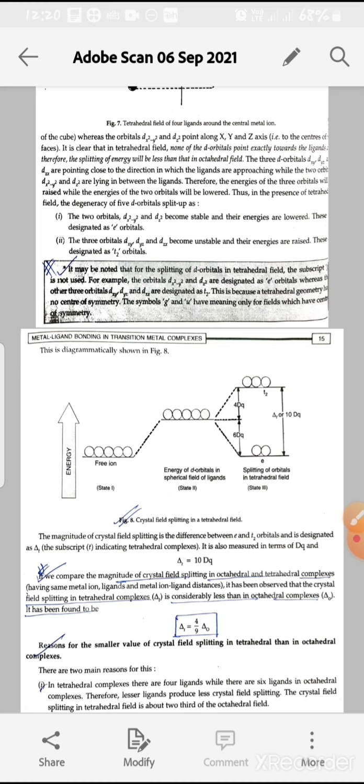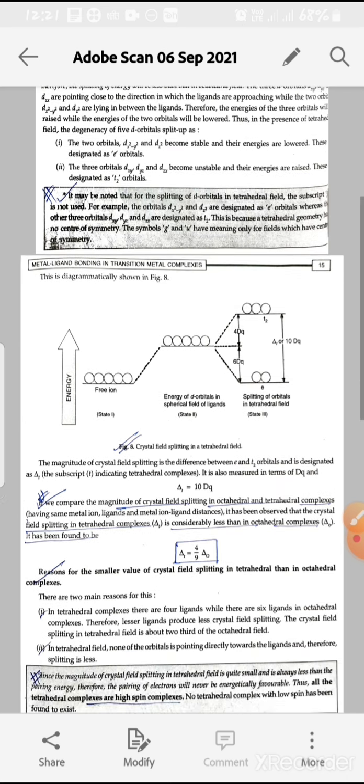We only take the e and t2 set. t2 means 3 orbitals dxy, dyz and dzx, whereas the e set means dx square minus y square and dz square orbitals. So this is an important question.